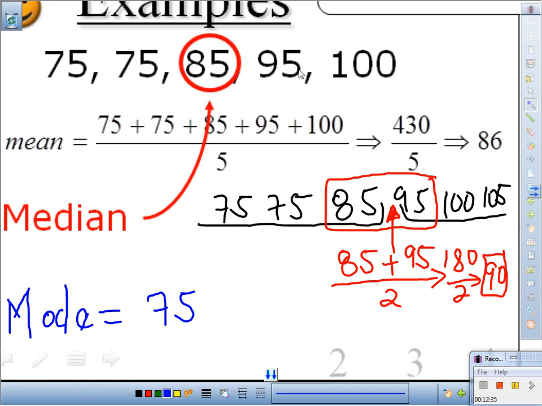Now, look up. What if in this data we had this? Look up. Tell your neighbor what the mode would be. And 100. That is correct. Or what if we have this? Look up. Look up. What if my data was this? Tell your neighbor what the mode would be.